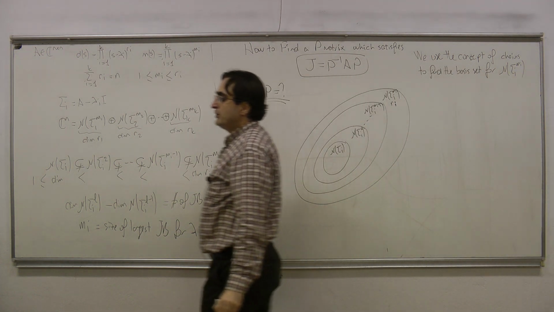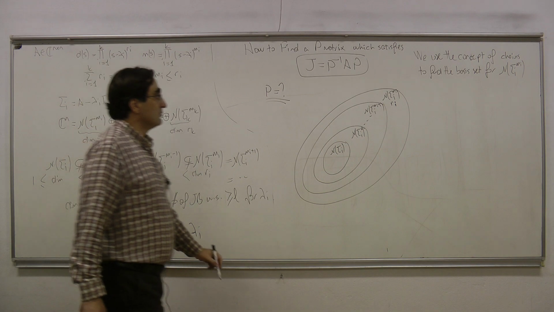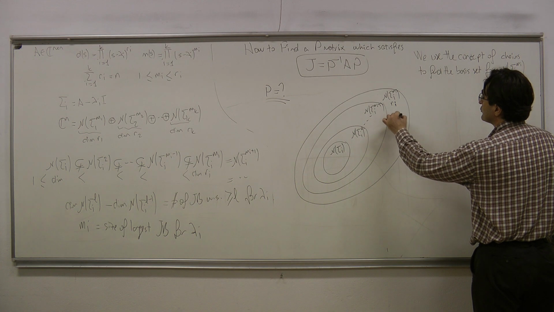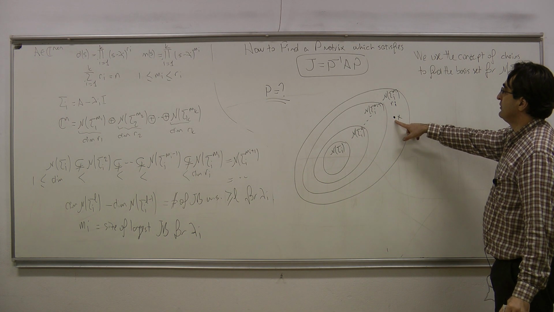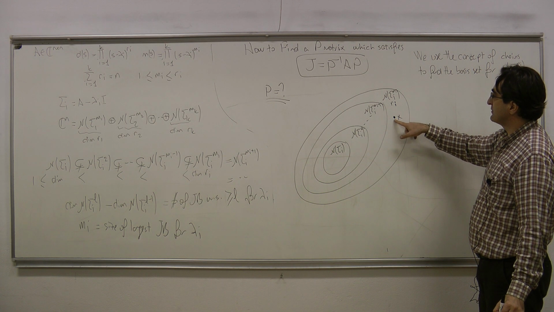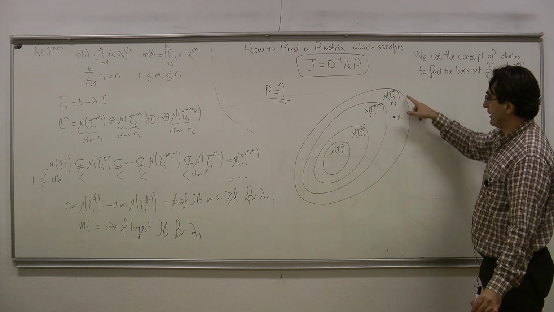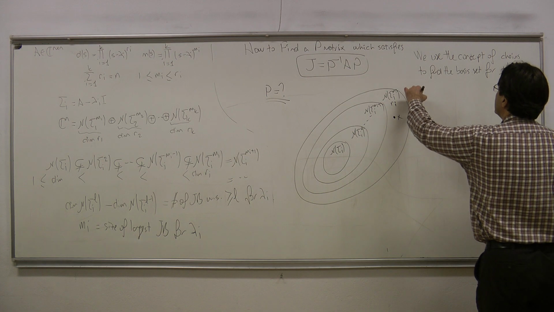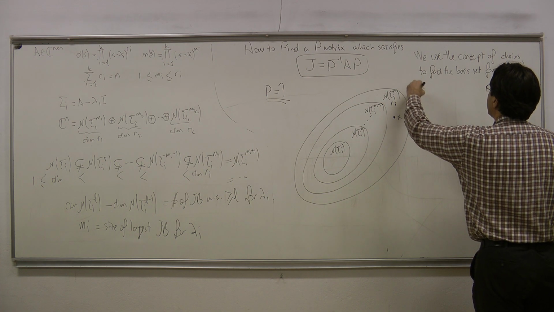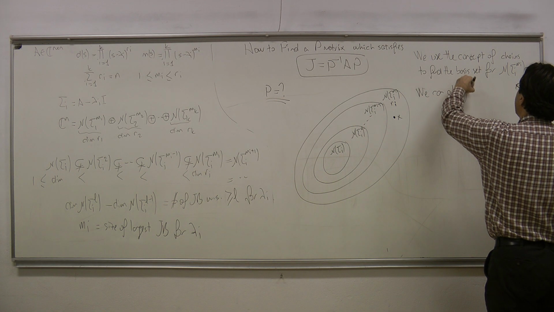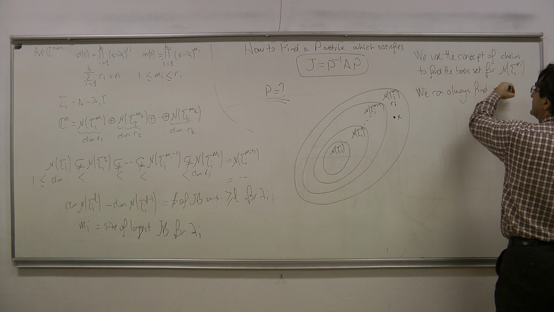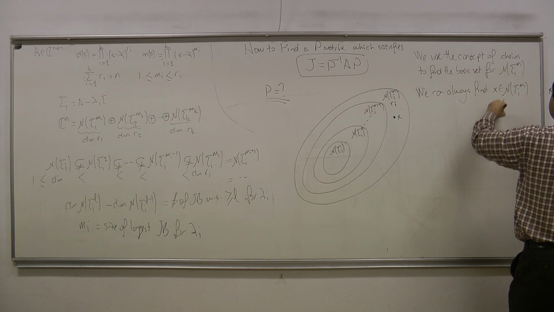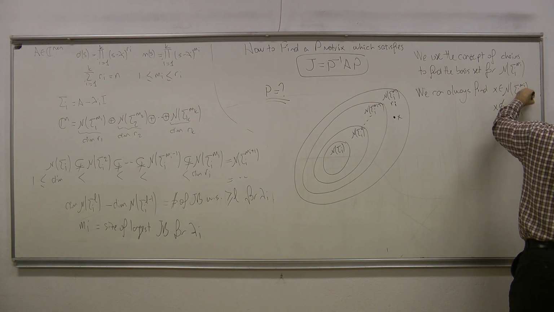We form our chains as follows. The first thing we do is to select a vector x. We find a vector x which is inside the largest null space, but which is not inside one inner null space. So we can always find x in the null space of sigma I to the power mi, but x is not in the null space of sigma I to the mi minus 1.